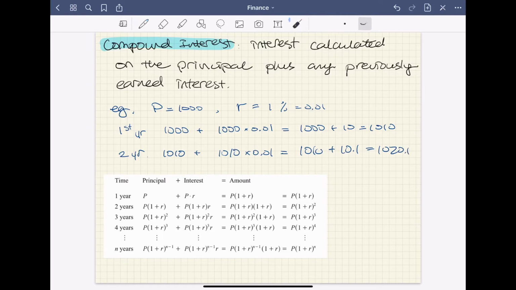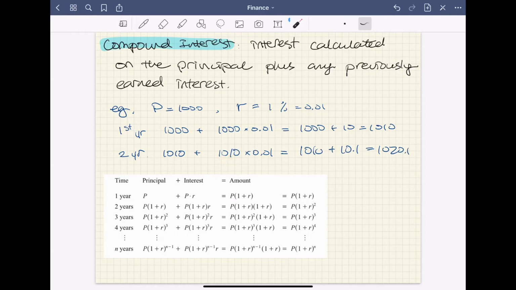Now you guys can see a difference here. So for the first year, when your interest is based on the original principal, the interest you're going to earn is $10. On the second year, the calculation is based on the new principal, which is the amount received for the first year. Then the interest becomes 10.1, which is a bit more than the original interest. The reason is that it's calculated based on a greater value.